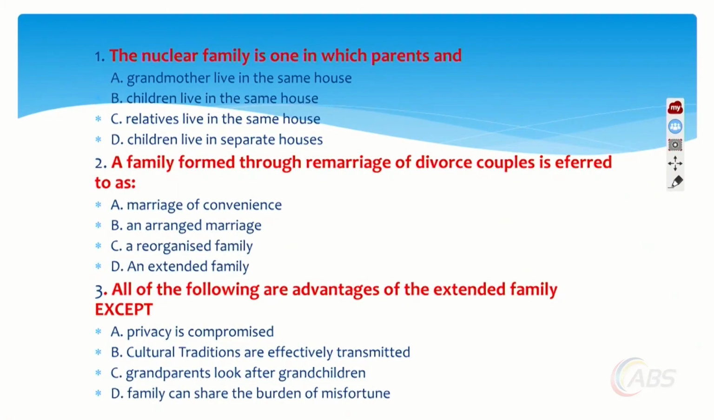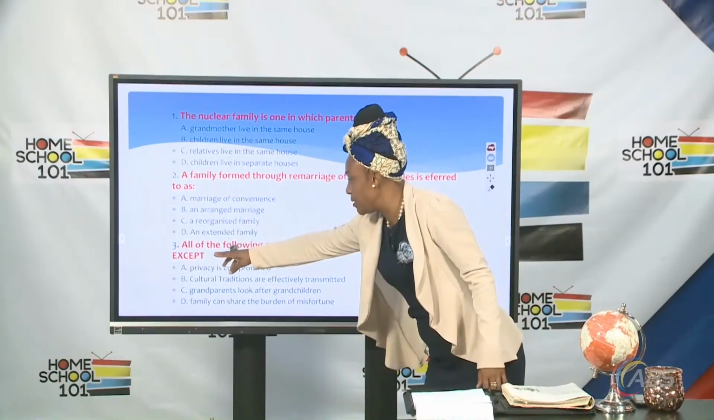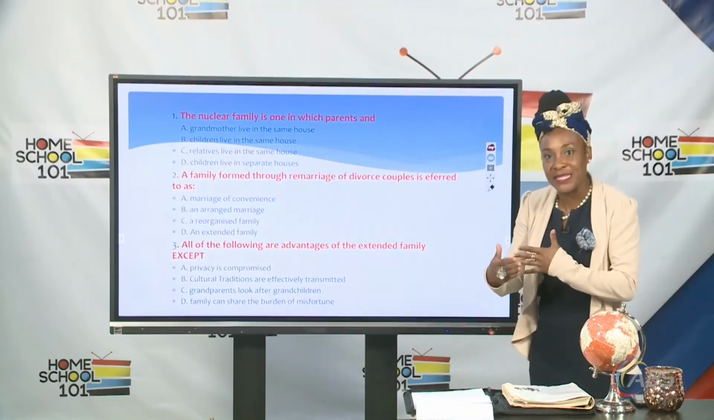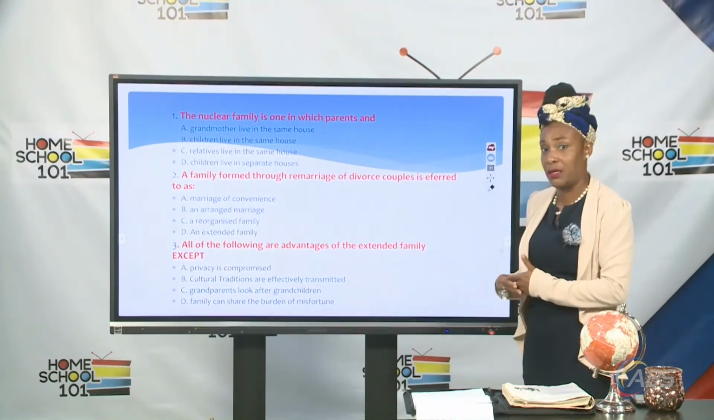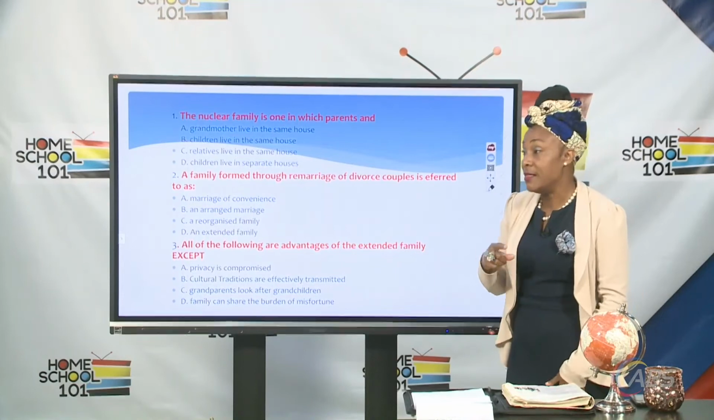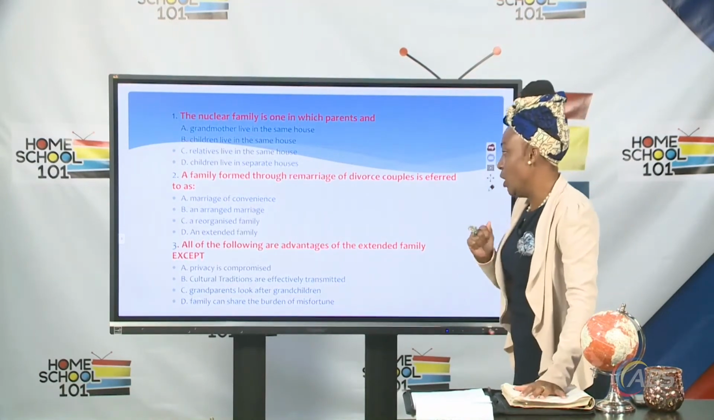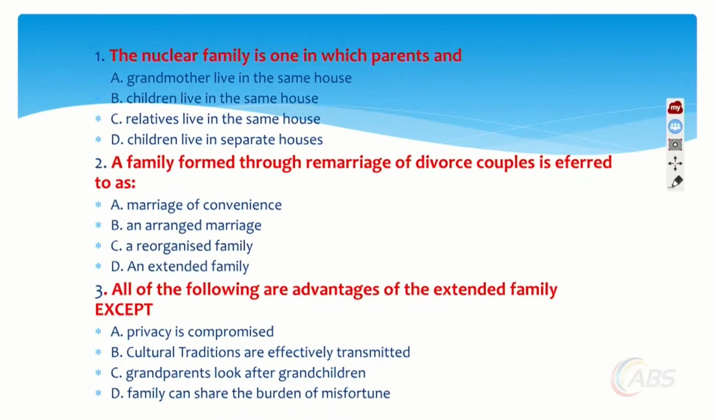Number 3, all of the following are advantages of an extended family except. Okay, so you look for all the answers that should be correct. When you say except, you look for the answers that are correct, basically to answer the statement. So the one that is not correct, that is the one that you're trying to find. So let's go through the answers. It says all of the following are advantages of the extended family except A. Privacy is compromised. B. Cultural traditions are effectively transmitted. C. Grandparents look after grandchildren. D. Family can share the burden of misfortune.